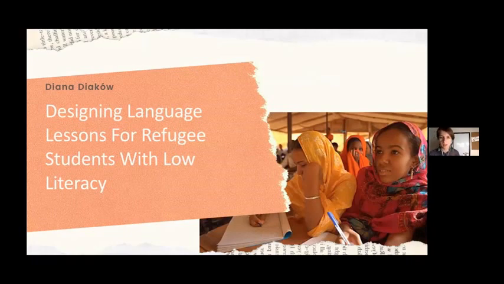So specifically in Greece, I've been working with a few organizations in Attica, but also in Evia and in Lesbos. And so I will be talking today about lessons for refugee students with low literacy, specifically. This is a very vague term, low literacy, but I will cover some aspects related to non-Roman alphabets, specifically following the example of Arabic.